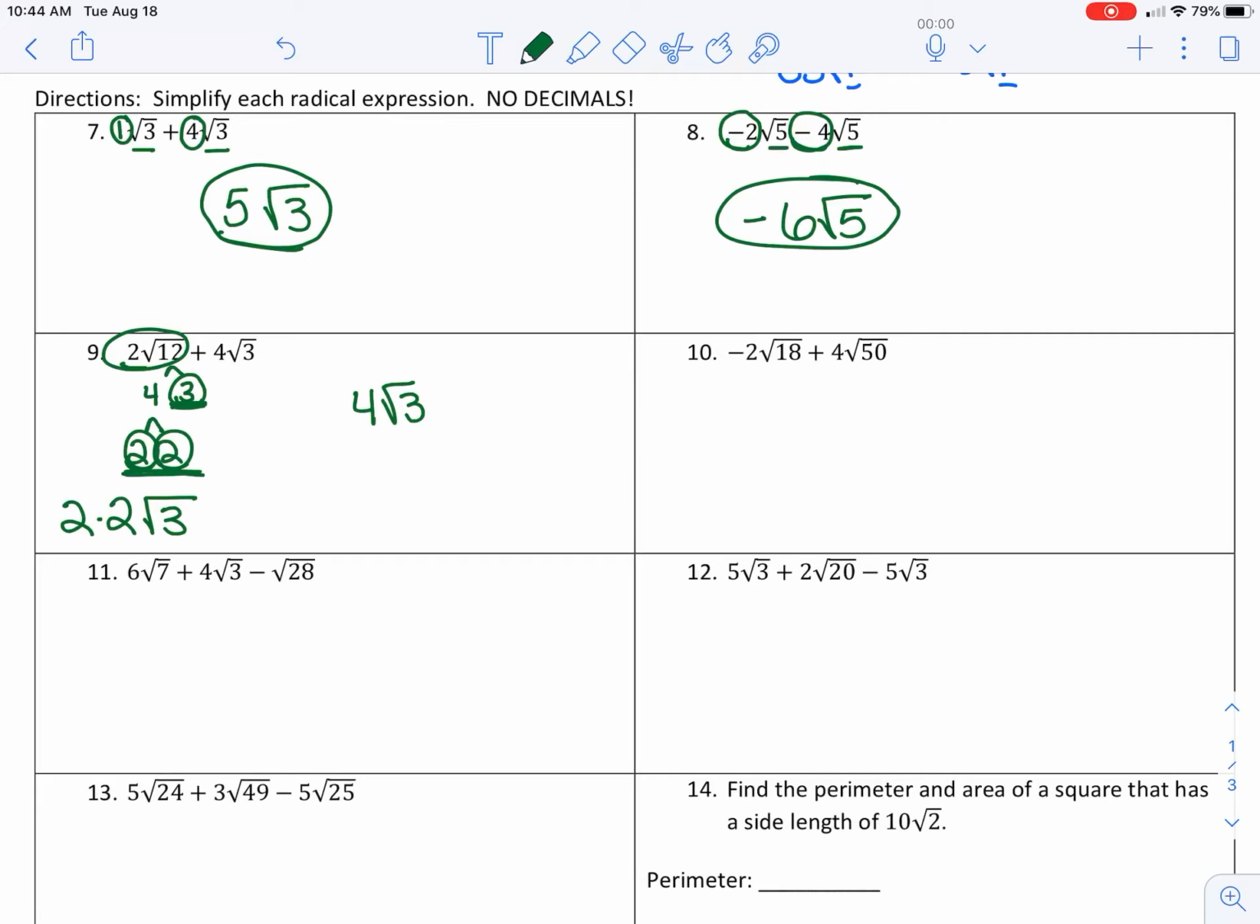And then I still have plus another 4 root 3. So basically I'm asking, well, how many root 3s do I have? So I have these, I'm going to say 4 plus 4 gives me 8 of those root 3s.